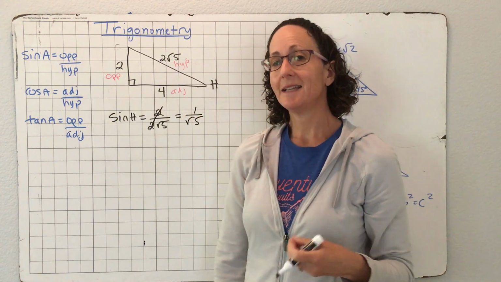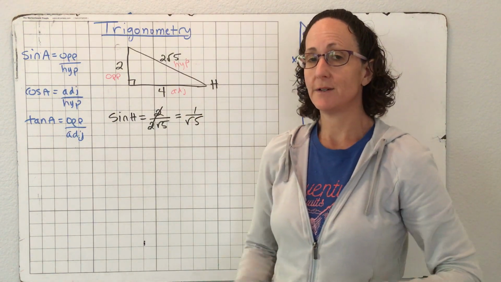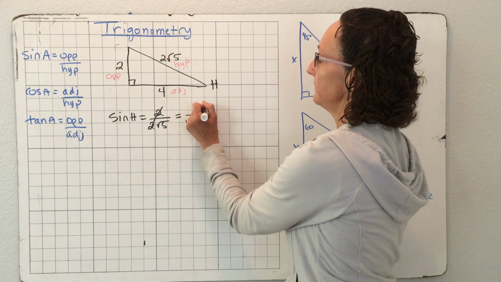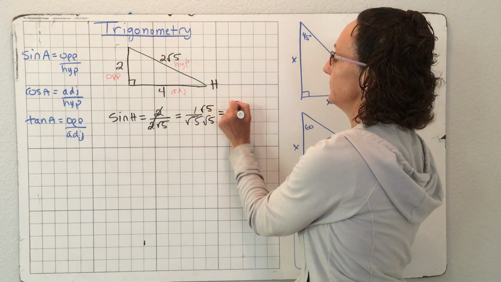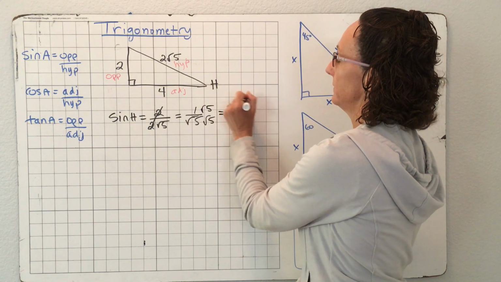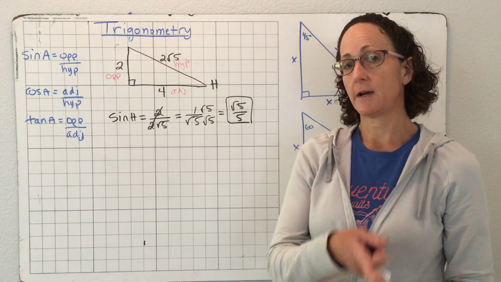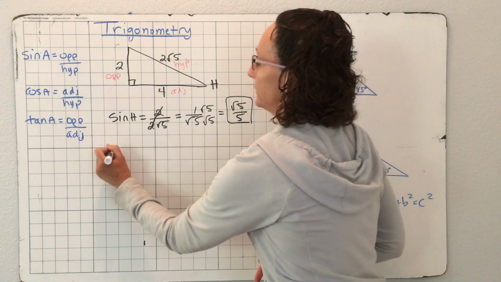And then you can't leave roots on the denominator in math. So what you have to do, we did this in the other unit, is you have to multiply by √5, top and bottom. So you get √5 over 5. Okay, so not only do you have to reduce, but you have to rationalize, okay? All right, so let's try it again with cosine.